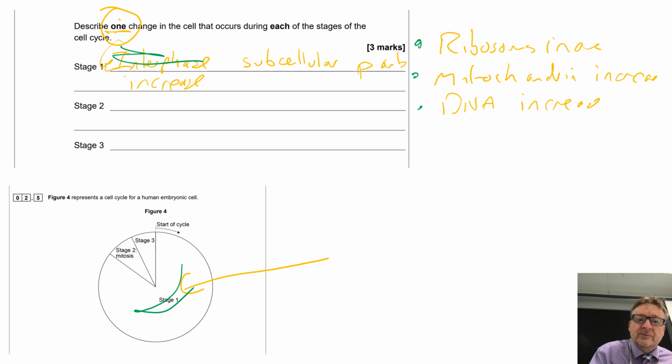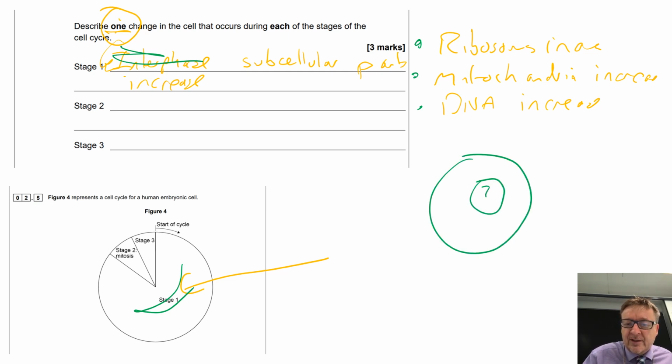Stage 2. Give one change in the cell that occurs during each of these stages. So what I've now got is a big cell, and within that I've got the nucleus, and in there the amount of DNA has doubled. So the first thing that happens is the chromosomes line up, because that's what they do. And eventually at the end of it, we've got 2 nuclei. So you could say they line up, they divide, they're producing 2 daughter cells or nuclei.